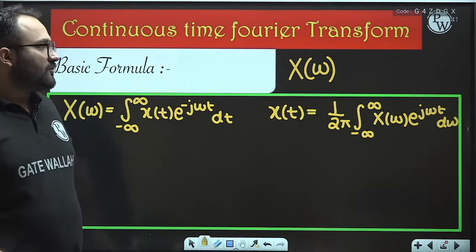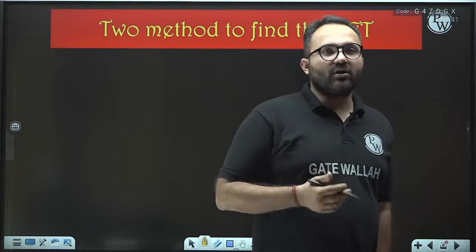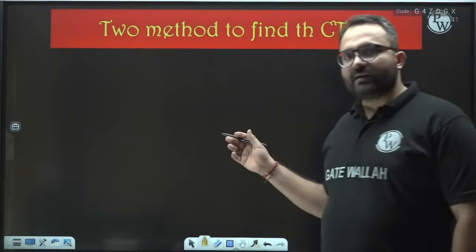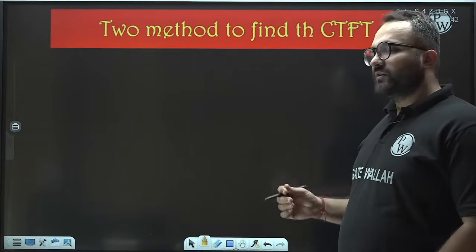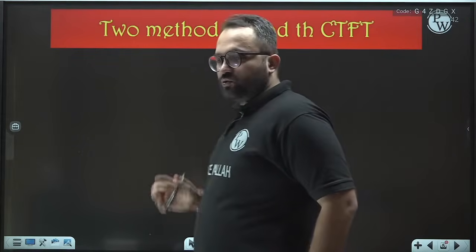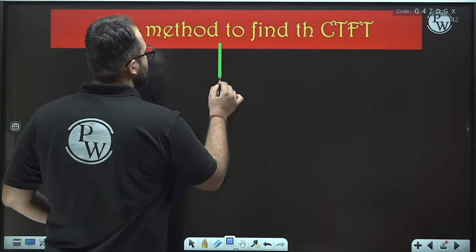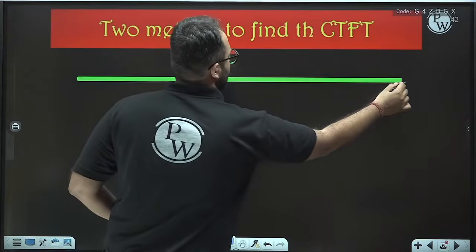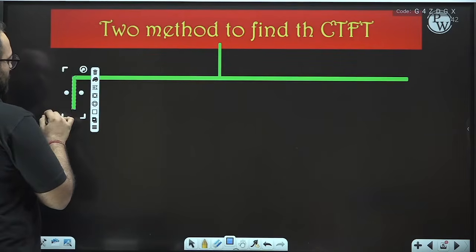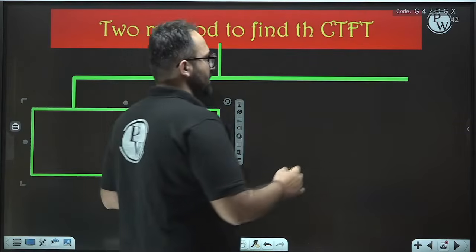Now let's move on to what all are the methods to find out the Fourier transform. It is not like we can directly apply the formula, because it is not useful, because we have already studied Laplace transform. So we will use that concept here. There are two methods to find out the Fourier transform: method number 1 and method number 2.